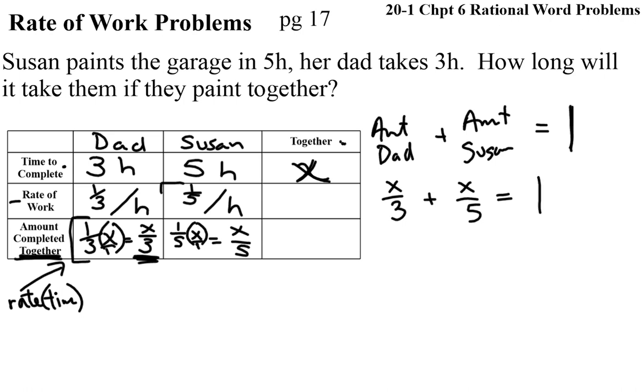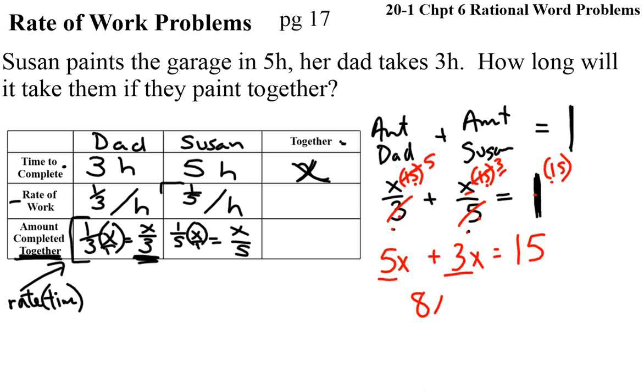So there's our equation. Same routine each time for rate of work. The amount that dad's going to complete plus the amount that Susan's going to complete will be one nicely painted garage. And now we solve. Well, we're back to rational equations, which means get rid of your denominators. 3 and 5, what's your common denominator? It's 15. I'm going to multiply by 15, multiply by 15, multiply by 15. If I have a 3 and a 15, I can cancel the 3, which will leave me with a 5, and I have 5x. 5 and 15, I can reduce by 5. That becomes a 3, so I have 3x, and 1 times 15 is 15.